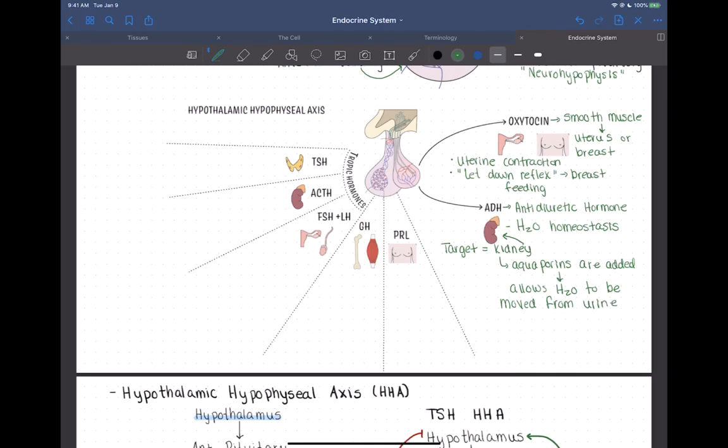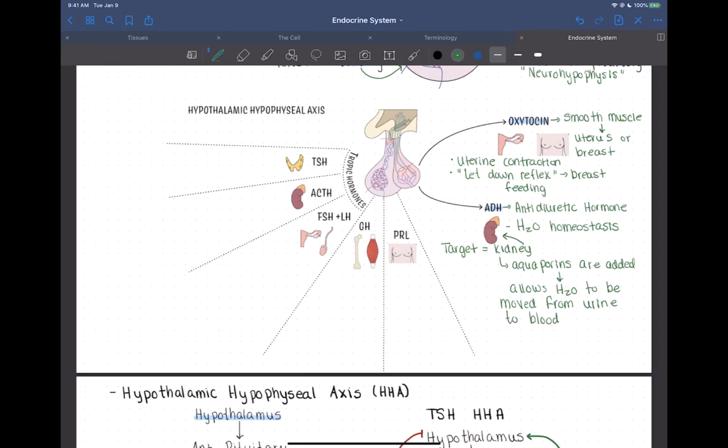All right. And so then we're going to have a decreased urine production, but we're going to restore that water balance in the blood. And so that's the job of ADH. Okay, ADH and oxytocin. All right, so that is the posterior pituitary, just the two hormones.